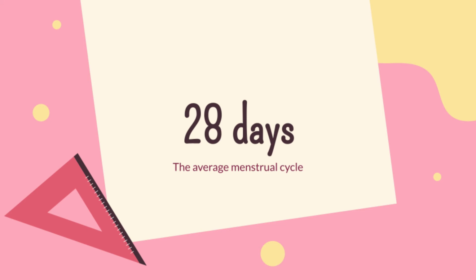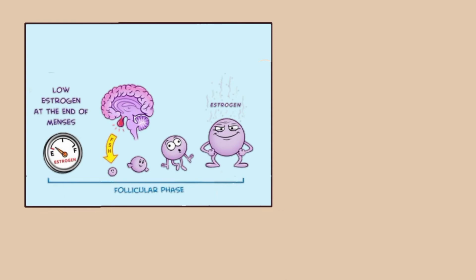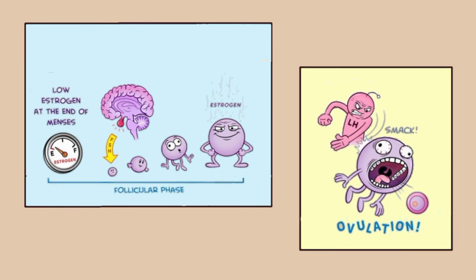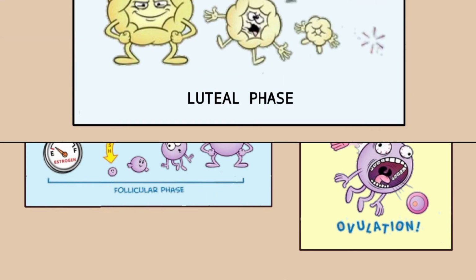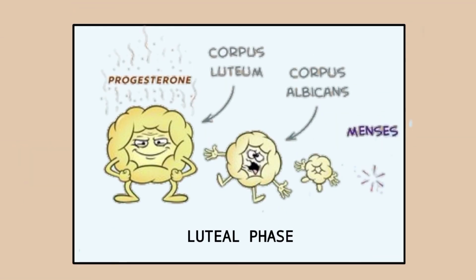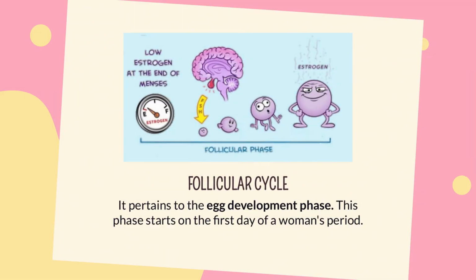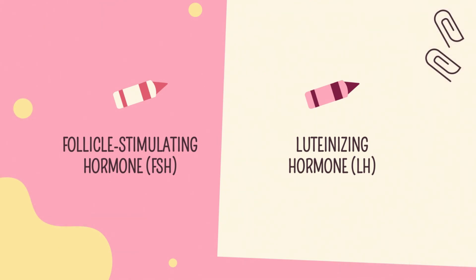These phases include the follicular phase, development of the egg, the ovulatory phase, release of the egg, and the luteal phase. Hormone levels decrease if the egg does not implant. The follicular phase pertains to the egg development phase. This phase starts on the first day of the woman's period. It involves two different hormones, the follicle stimulating hormone, FSH, and luteinizing hormone, LH. Both are released from the pituitary gland and travel in the blood to the ovaries.